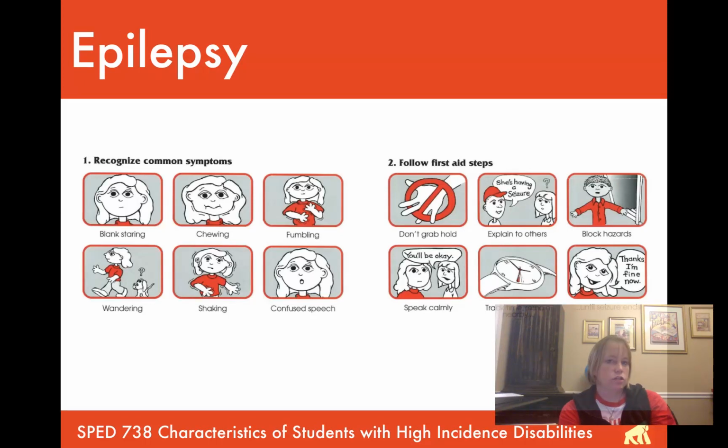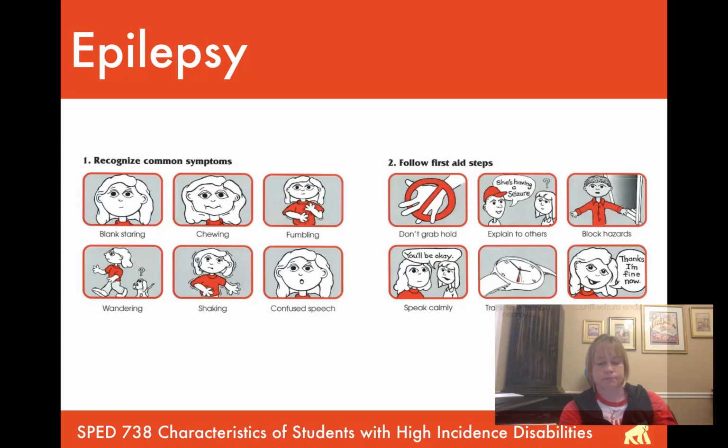When we look at seizure disorders, that's probably one of the most common, besides ADD and ADHD, that we see students have using that other health impairment diagnosis. And there's a couple of key things I want to point out to you related to epilepsy and seizure disorders. One is being able to recognize those common symptoms of what it looks like when a student could be having a seizure, and then some really basic but important first aid steps when we have a student having a seizure in our classroom.